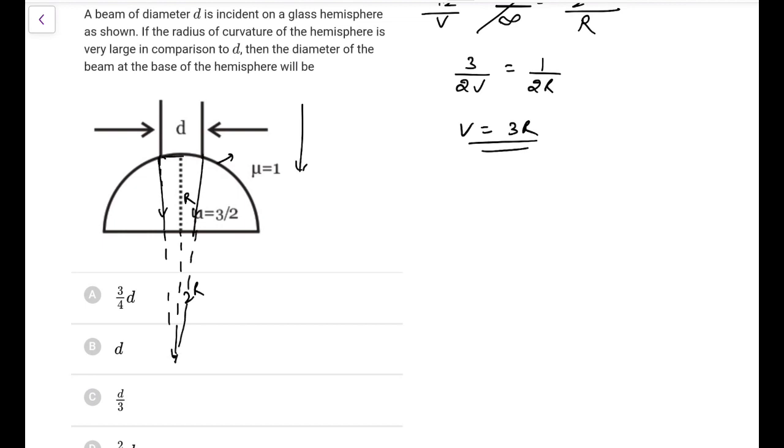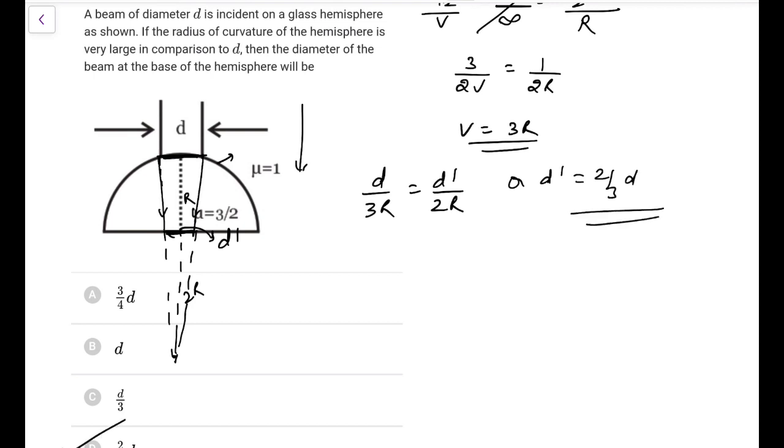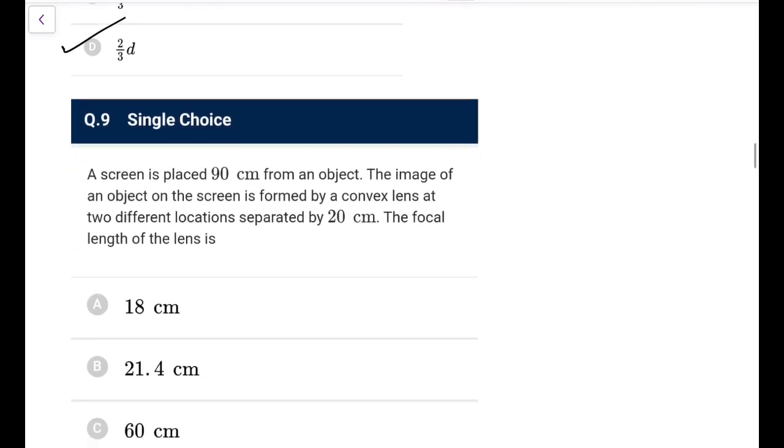Now just using this similar triangle approach, what would be the diameter at the base, let's call it d dash. Using that similar triangle analogy, d by 3R would be equal to d dash by 2R. So d dash would be 2 by 3 of the diameter, it will become 2/3 of the diameter. Go with option D, that is the best thing you can do here. It's a very nice question.